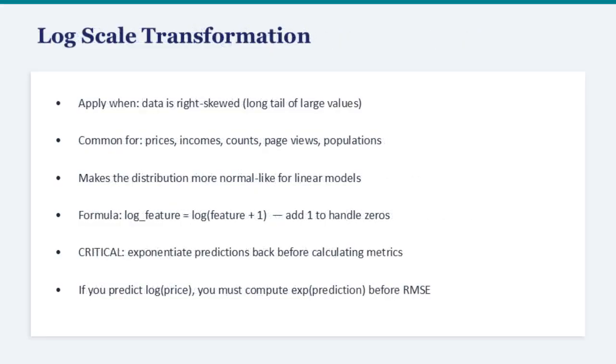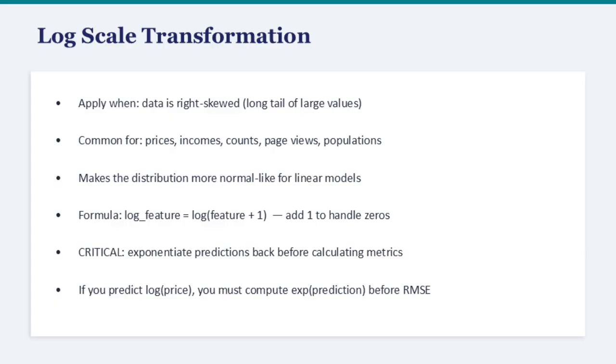Now let's talk about log scale transformation. Log transformation is one of the most important data preprocessing techniques. You apply a log transformation when your data is right skewed, meaning it has a long tail of large values. This is common with features like prices, incomes, counts, page views, and population data. The transformation actually compresses large values and spreads out the small ones, making the distribution more like a normal one. This helps linear models which assume normally distributed features. The formula is log of the feature plus 1. We add 1 to handle 0 values since log of 0 is undefined.